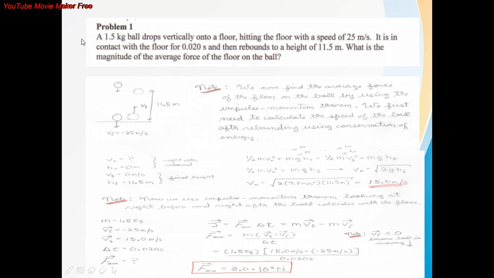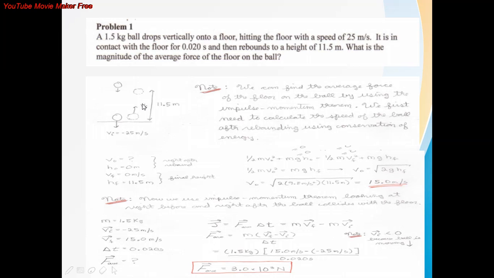This is the question. A 1.5 kg ball drops vertically onto a floor. There is a ball whose mass is 1.5 kg and it drops from here to here, hitting the floor. It hits the floor with a speed of 25 meter per second. When this ball hits the floor at that point, velocity is 25 meter per second. It is in contact with the floor for 0.020 second. This ball is in contact with this floor for 0.020 second and then again rebounds to a height of 11.5 meter.